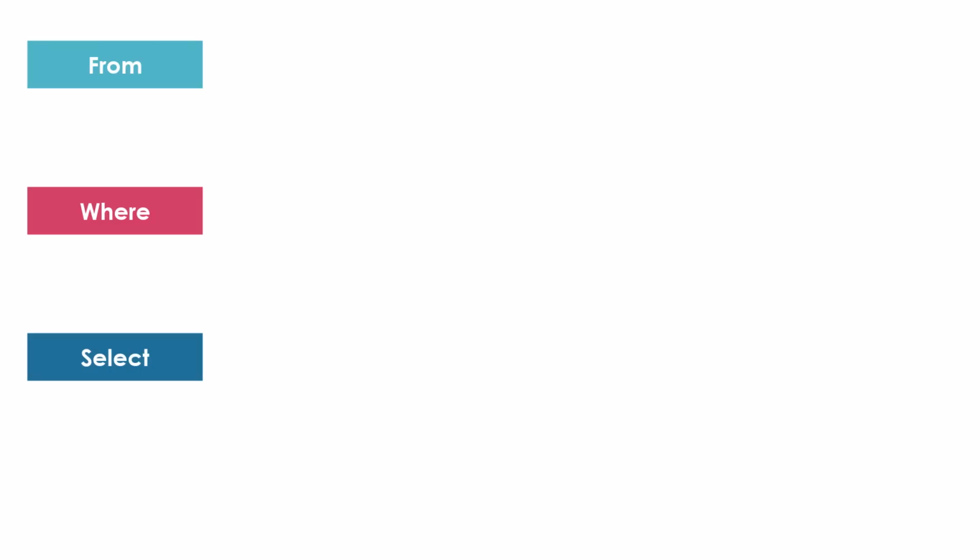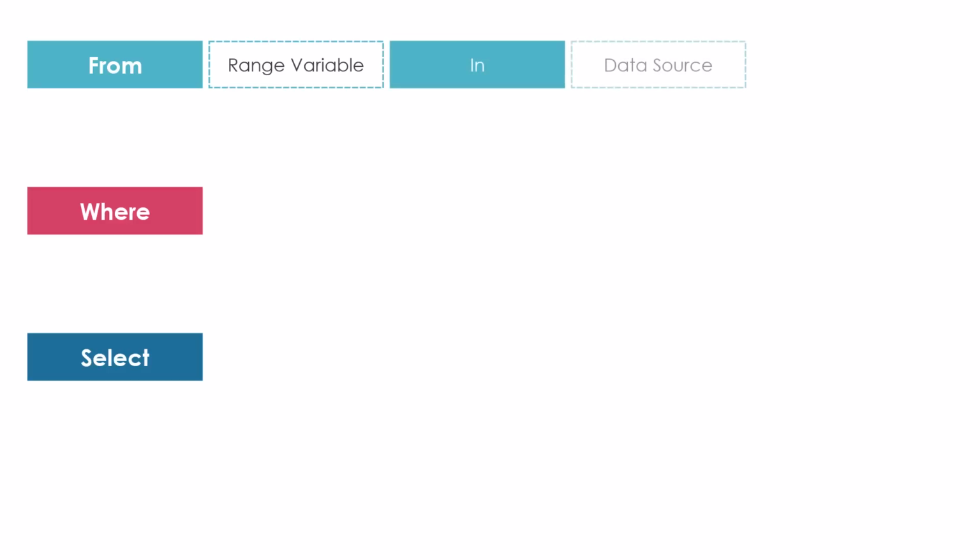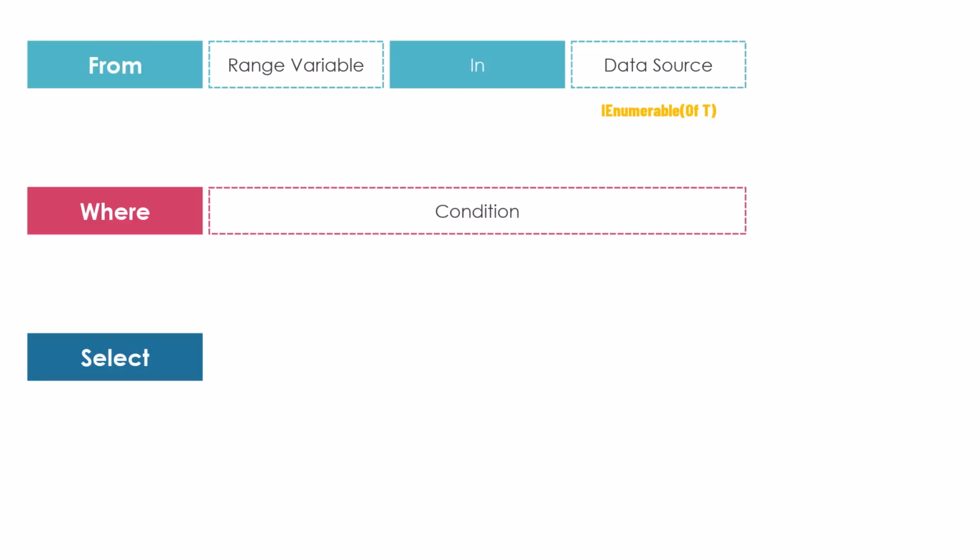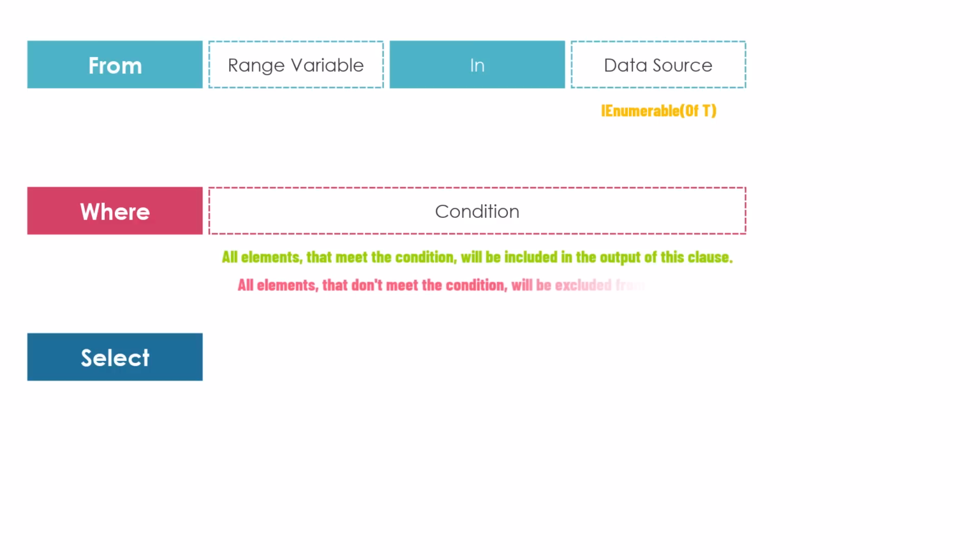From is used to define the data source we want to query. In this clause we define a range variable, which represents each element inside the data source. The type of the data source will be converted to IEnumerable. Where clause is to filter the data using a condition. Here we only have to write a condition that returns true or false. All elements that meet the condition will be included in the output of this clause. All elements that don't meet the condition will be excluded from the output.